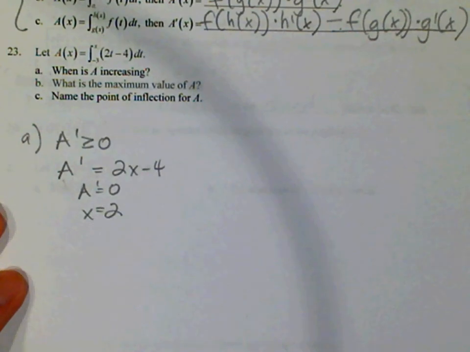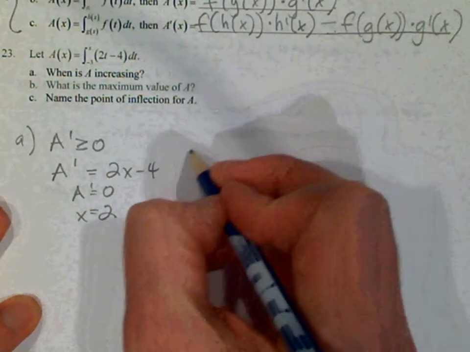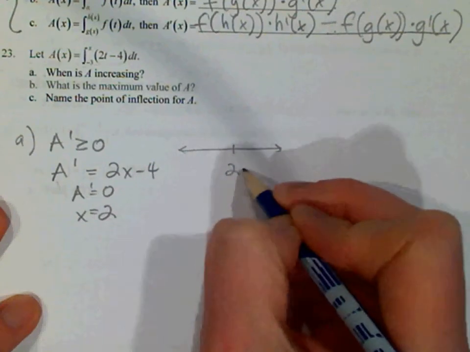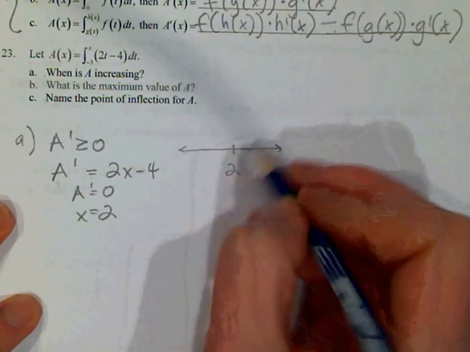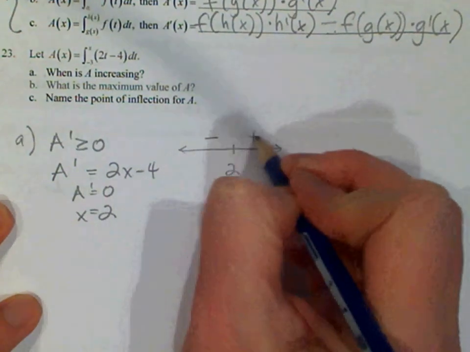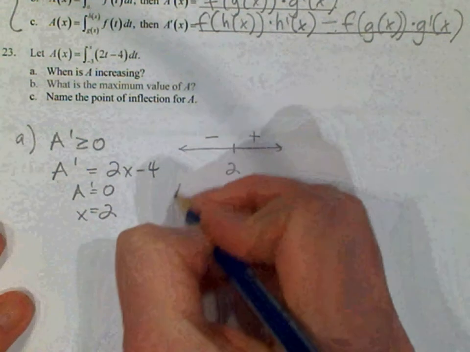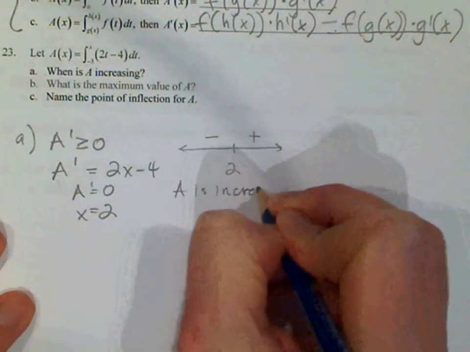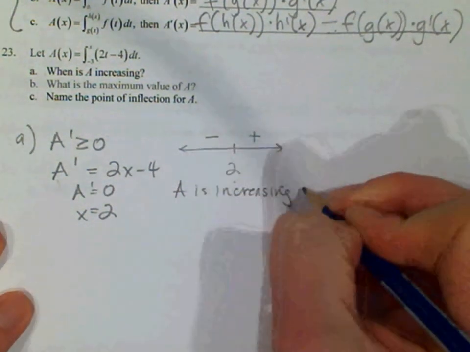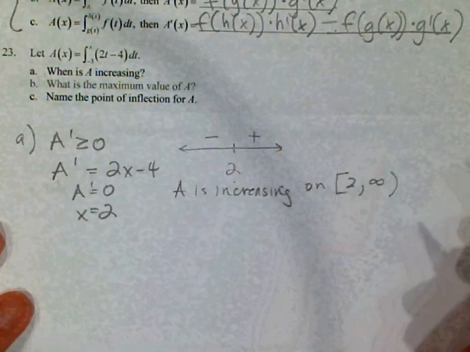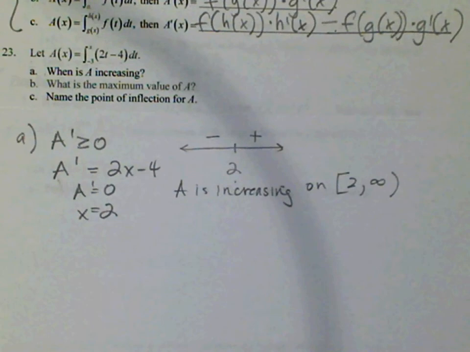So I either think graphically or tabularly. I'm going to say I have a 0 value at 2, and if I substitute in a 0, I'll get a negative value, and to the right I'll get a positive value. So I'm just going to say A is increasing on the interval from 2 to infinity because it is not closed. So, okay? And if I had to justify, it's because A prime is greater than 0.